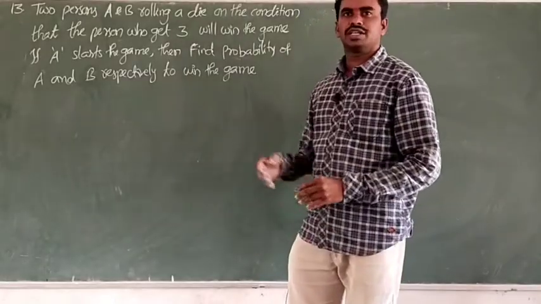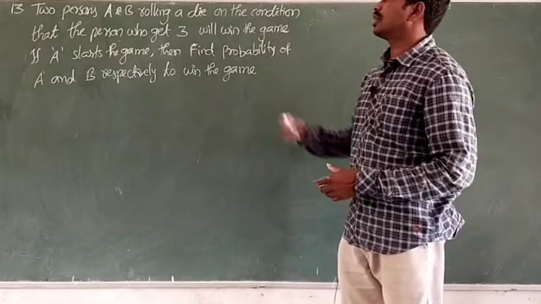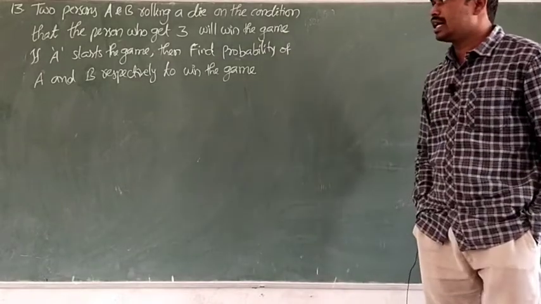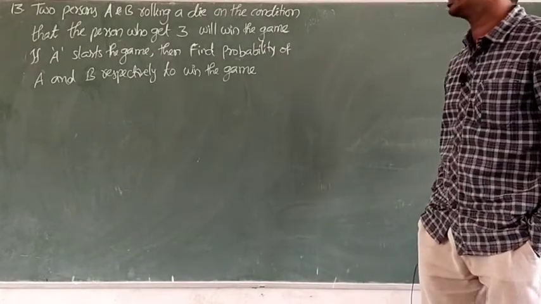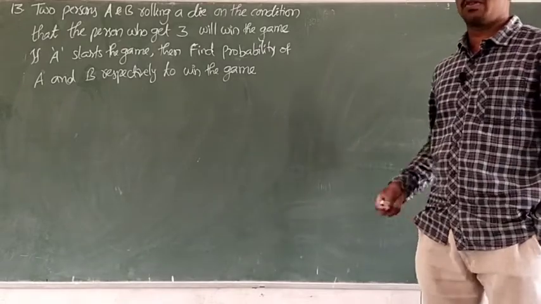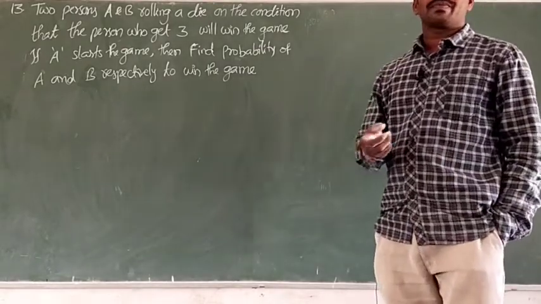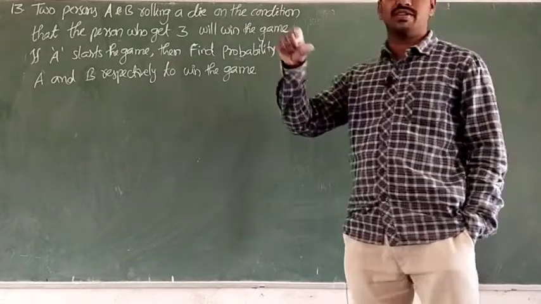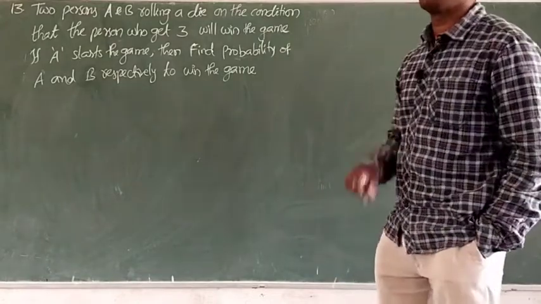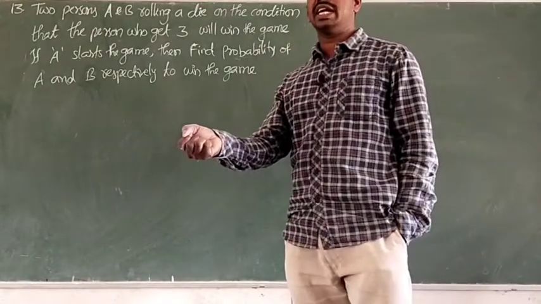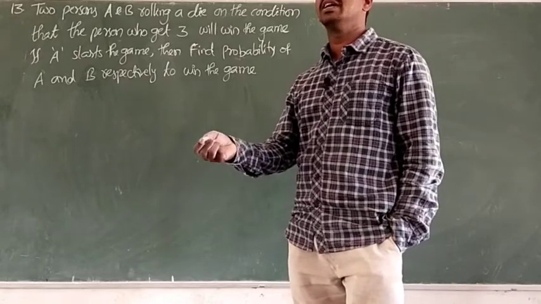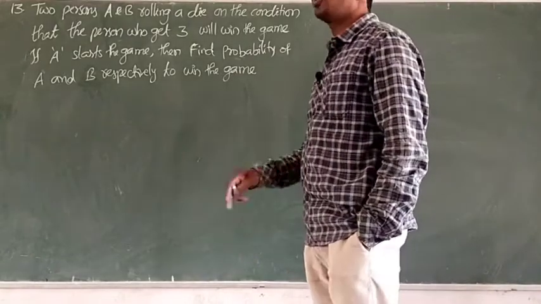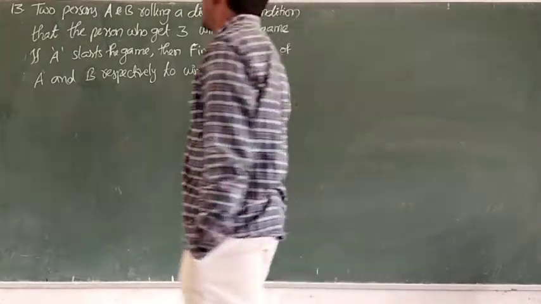Okay friends, the last 7 marks question, the 13th one. 2 persons A and B roll a die on the condition that the person who gets 3 will win the game. There is a condition that whoever gets 3 will win the game. That is the game. Throwing a die, if I get 3, I am the winner. If I do not get 3, the other person takes a chance. Like that, the 2 persons play a game by throwing a die.